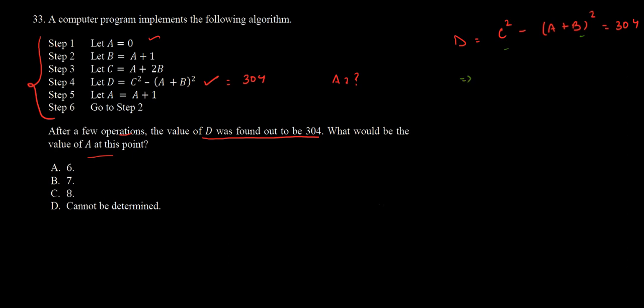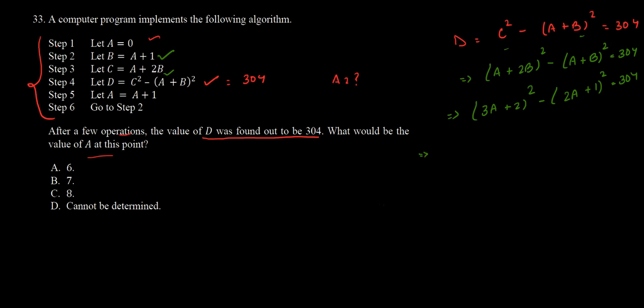So instead of C, what we can write is A plus 2B from step 3. So here we will have (A plus 2B) whole square minus (A plus B) whole square, which will be equal to 304. Now in place of B, what we can write is A plus 1 from step 2. So if we write A plus 1, here we will get (3A plus 2) whole square minus, again here we will have (2A plus 1) whole square, which is equal to 304.